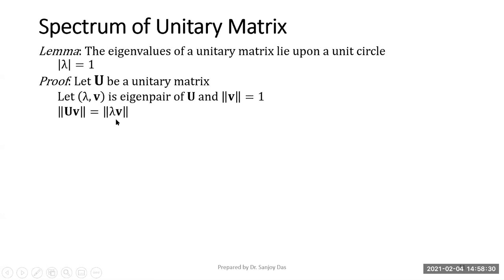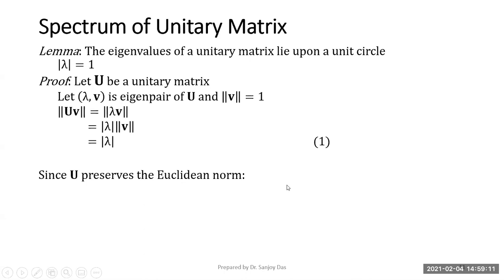Now, Uv equals lambda v by definition, right? Whence the norm of Uv is equal to the norm of lambda v, which, lambda being a scalar, I take outside the norm, so it is equal to the absolute value of lambda times the norm of v. Correct? Yes. Now the norm of v equals 1, so this is simply the absolute value of lambda. And that's my expression 1.